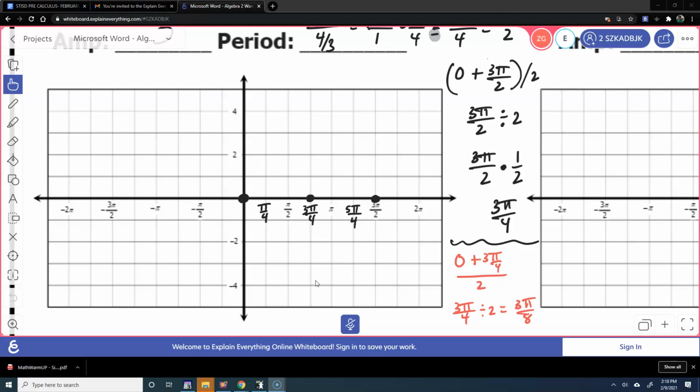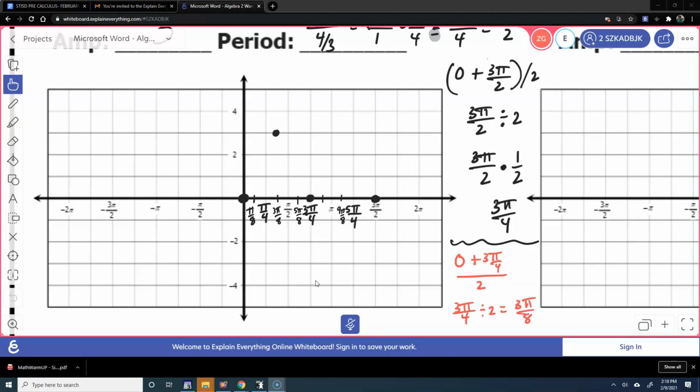So how do I get to eighths? This is going to be pi over 8. The next one is 2 pi over 8, which reduces to pi over 4. And so the next one is 3 pi over 8. Well, guess what? That is our max, and it's going to go up 3 units. The next one is 4 pi over 8. This is 5 pi over 8. And the next one is 6 pi over 8. This is 7 pi over 8. And this is 8 pi over 8. And this right here is going to be 9 pi over 8.